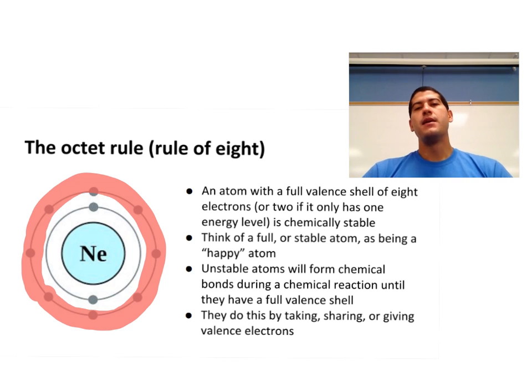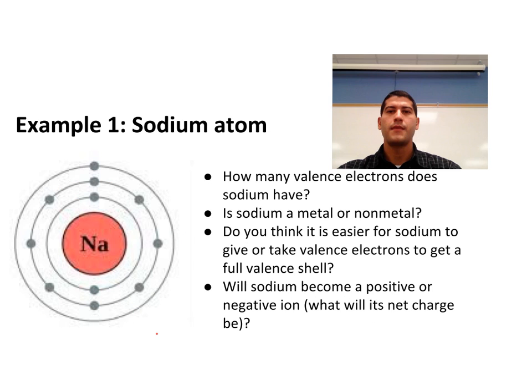One side note, some atoms only have 1 energy level, like hydrogen, and it's full of valence electrons when it has 2, because the first energy level can only hold 2 electrons. It only has 2 parking spaces, so to speak. Okay, let's look at 2 examples. Before we take a look at example number 1, pause the video and try to answer the 4 questions on the slide by yourself. Then we'll go over them together.